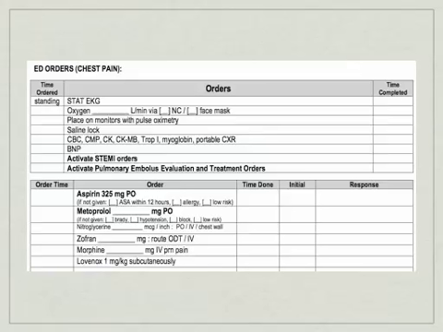The first page of the chart template is an order set. The orders will have the most likely needed tests listed, as well as areas for activating pathways and core measures.